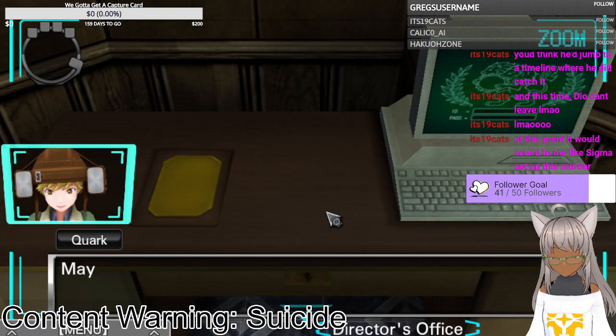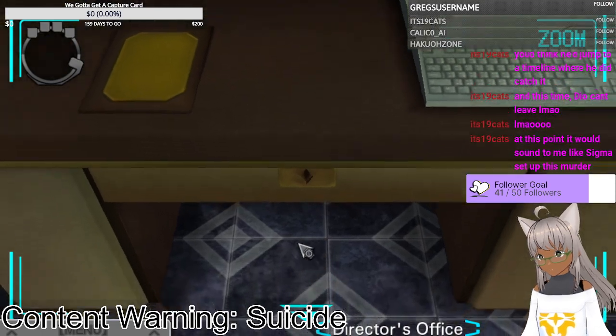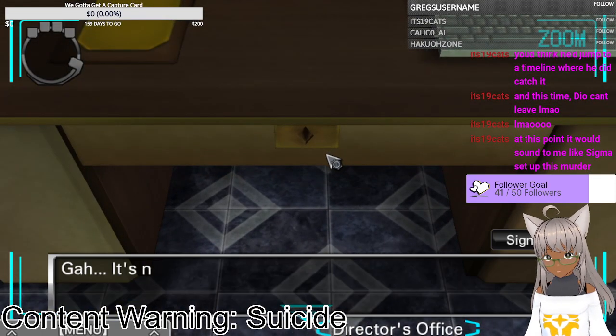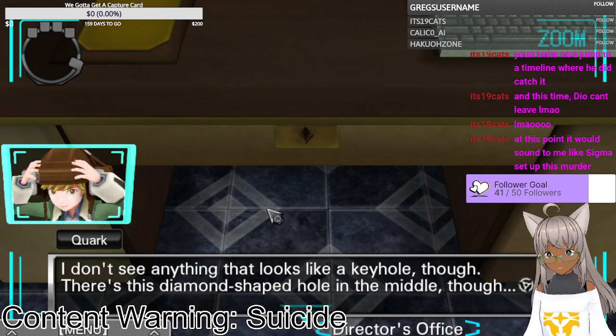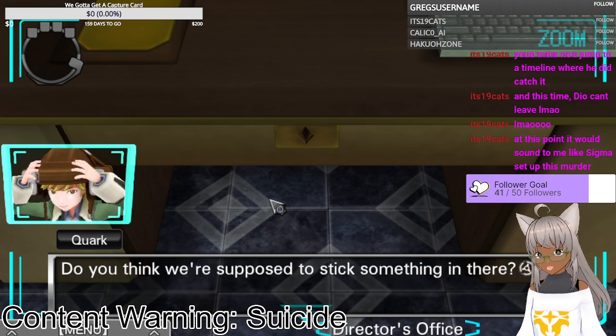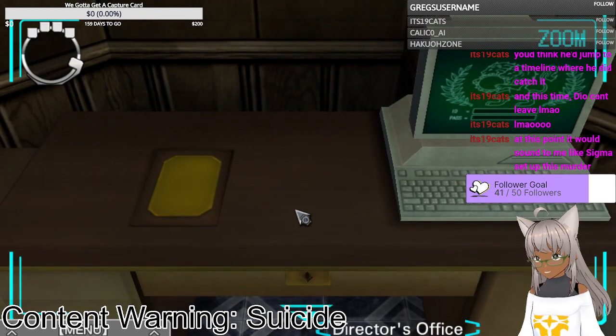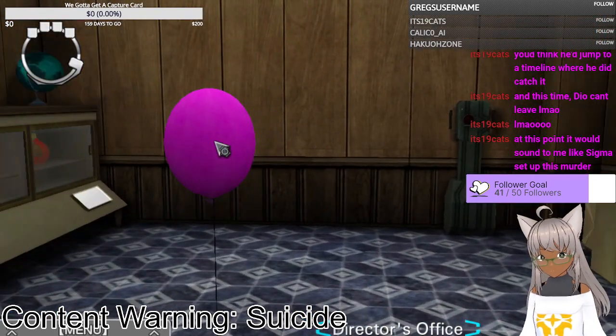We'll come back later. What's in here? This is locked. Don't see anything that looks like a keyhole. This diamond-shaped hole in the middle, though. We're supposed to stick something there, maybe?